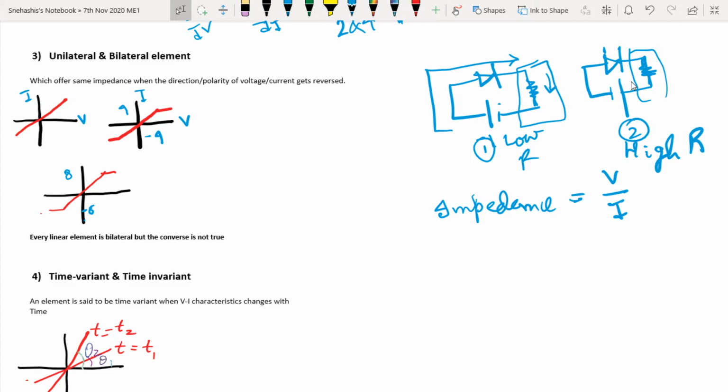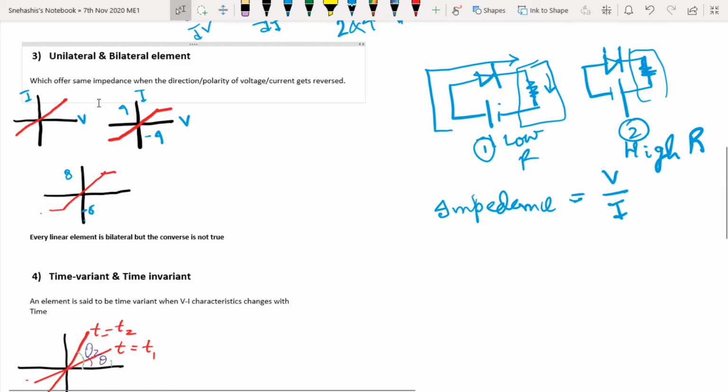So if we say that in case of DC impedance is resistance, that is true. But from now on, if we try to generalize something, we have to say that impedance is the ratio between voltage to current. Okay. Now the next thing I was talking about, a unilateral circuit.